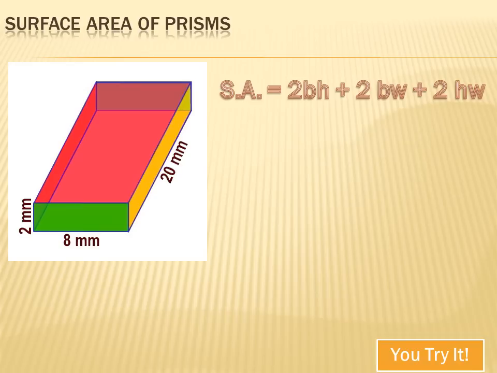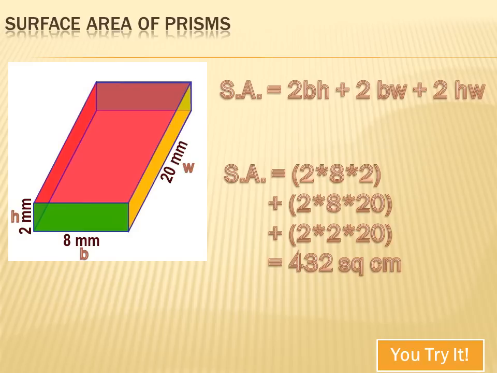First of all, we have to label the sides. And this is kind of arbitrary. I can call this dimension the base, but I could have called that dimension the base. It doesn't matter as long as I'm consistent. In this case, I'm calling that the base, that the height, and that the width. And then I just plug in 8 millimeters every place there's a B in the formula, and I plug in 20 every place I see a W in the formula, and I do the same with the H, and then I work that problem out, and I'm going to get 432 square centimeters.